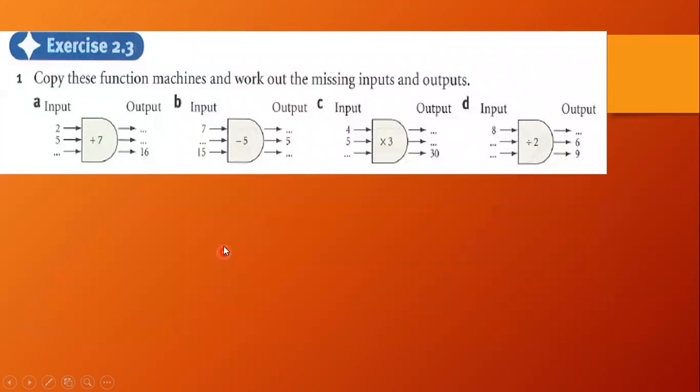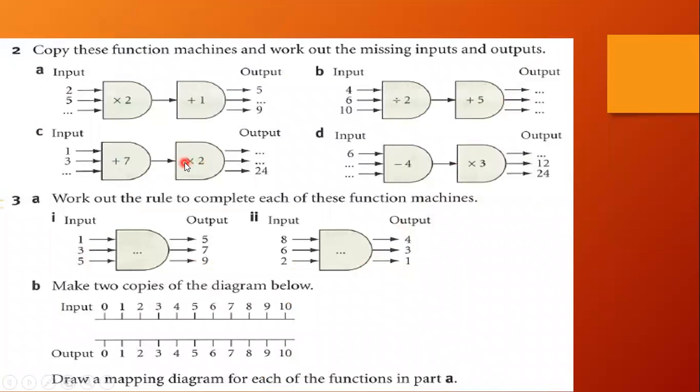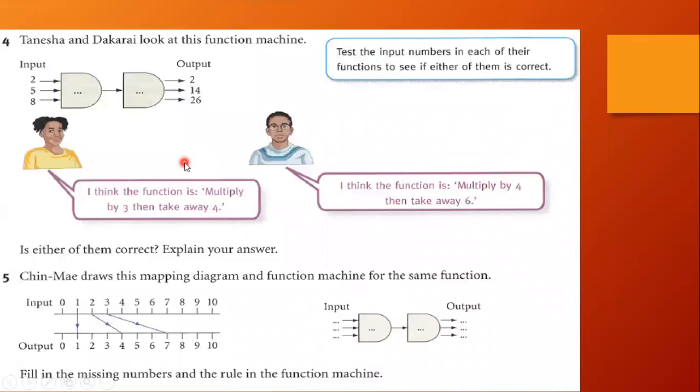Here we have the first question. Only the first question we solve today, and the next questions we will do in our next exercise. Here, copy this function machine and work out the missing input and output. What we will do here: first of all, 2 plus 7, that is 9, 5 plus 7 is equal to 12, and here is 16, but here is plus. We are moving backward, so the opposite of plus is minus. 16 minus 7 is equal to 9. So here you write 9. I will also show you the answers. Look here. No, we don't have it, sorry.